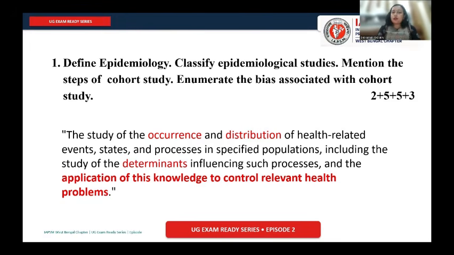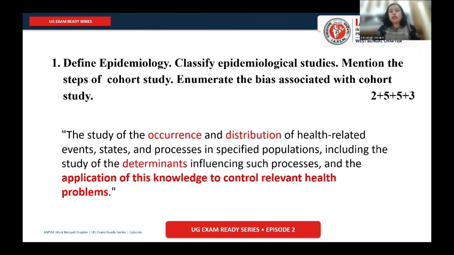Coming to definition of epidemiology, it is the study of occurrence and distribution of health-related states, events, and processes in specified population, including the study of its determinants. Every answer usually has some keywords. So keywords here are the occurrence, distribution, and determinants. And the line the examiner will wait for is application of this knowledge to control relevant health problems. So even if you're asked this question in your Viva, this line and these keywords are very, very important.